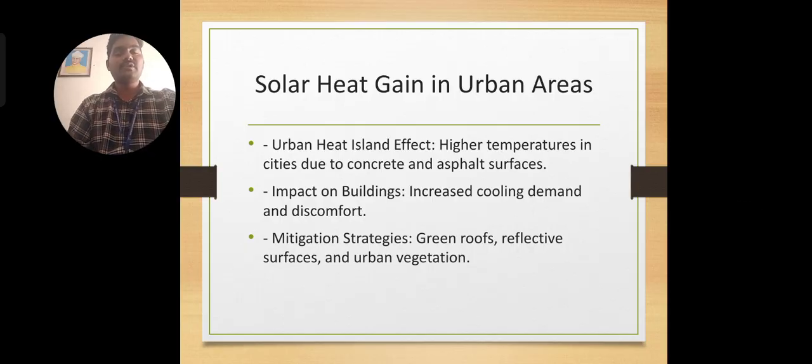If you see here, there will be solar heat gain in the urban areas. The urban heat island means higher temperatures in cities due to concrete and asphalt surfaces, which impact the buildings, increase the cooling demand and discomfort. The mitigation strategies are green roofs, reflective surfaces and urban vegetation. If you provide a green roof, the roof is made of structural steel only, but it is covered with green leaf materials. Likewise we are going to discuss all those things.